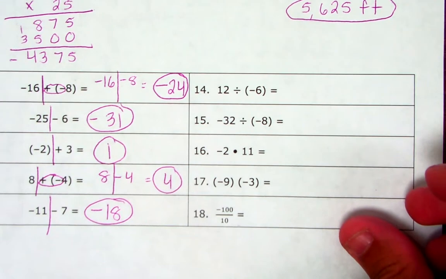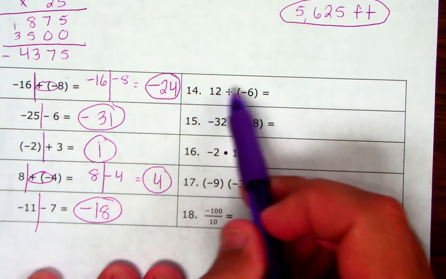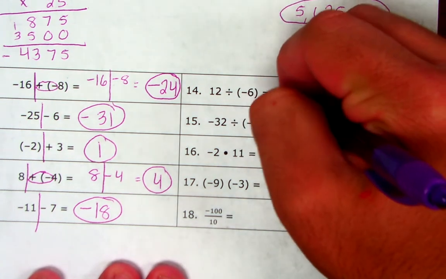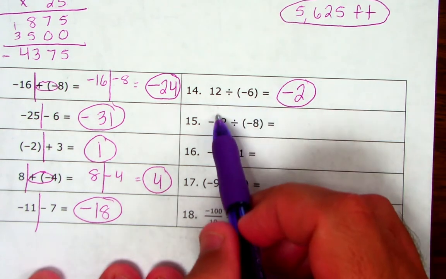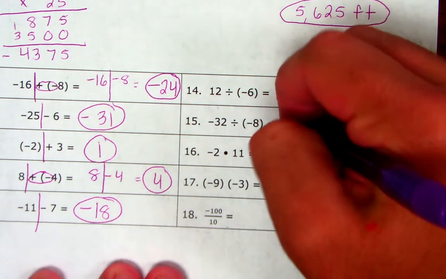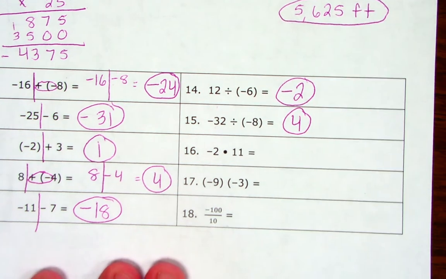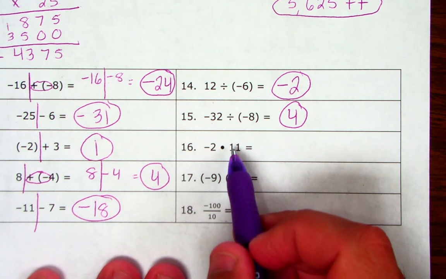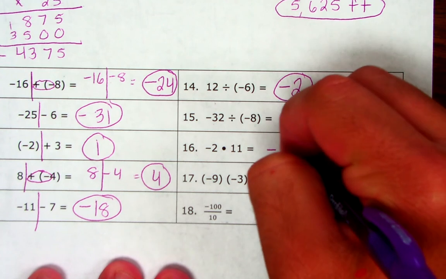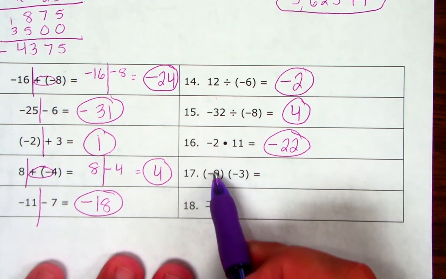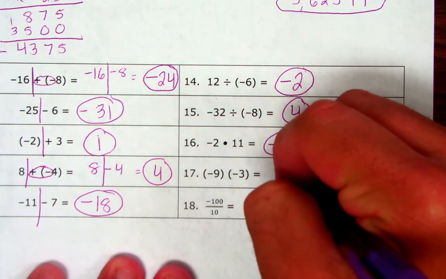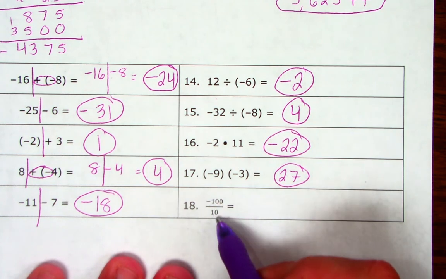Number 14. Now we're dividing. A positive divided by a negative is a negative. 12 divided by 6 is 2. A negative divided by a negative is a positive. 32 divided by 8 is 4. A negative times a positive is a negative. 11 times 2 is 22. A negative times a negative is a positive. 9 times 3 is 27. A negative divided by a positive is a negative.